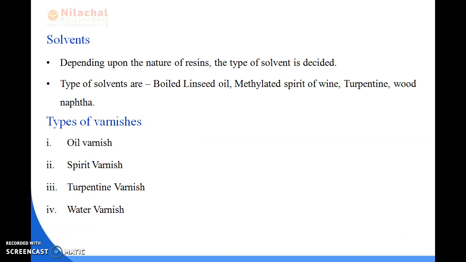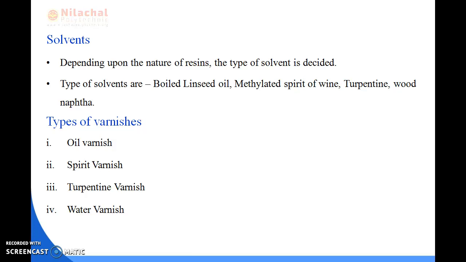So next is solvent. Depending upon the nature of the resins, the type of solvent is decided. And what are the types of the solvents? There are boiled linseed oil, methylated spirit of wine, turpentine, wood naphtha. These are the solvents which are used in the varnishes.